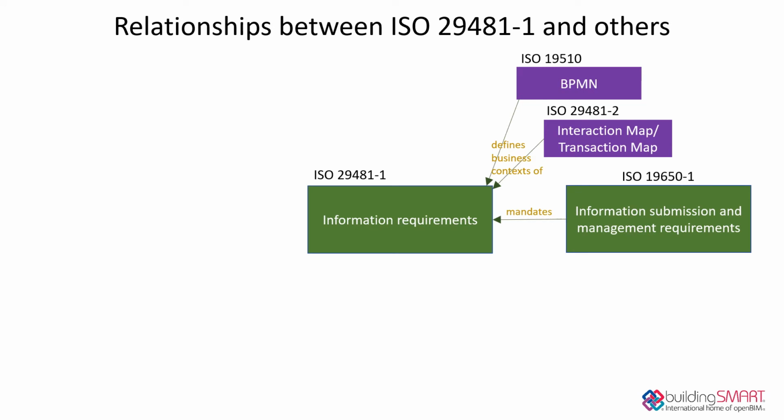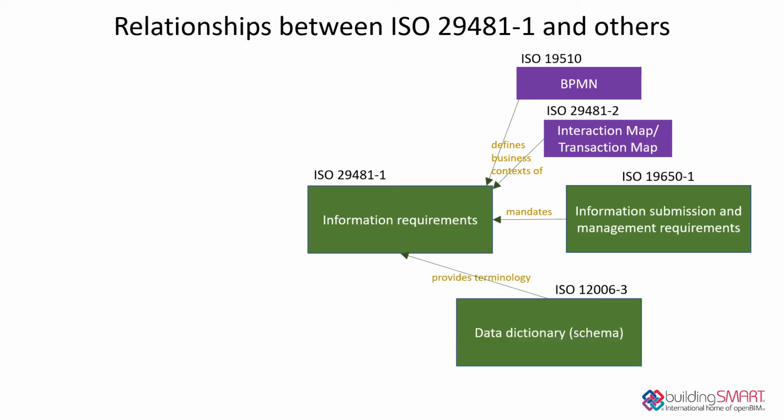ISO 19650 Part 1 specifies information submission and management requirements and mandates a list of specific information requirements. ISO 12006 Part 3 specifies the schema for data dictionary. The terms used in ISO 29481 Part 1 can refer to the terms specified according to ISO 12006 Part 3.